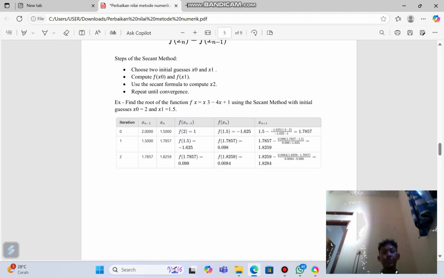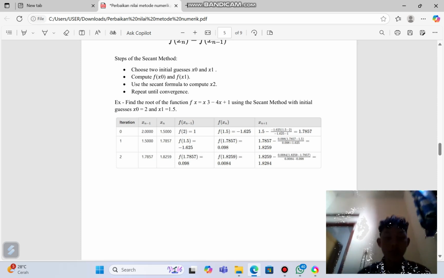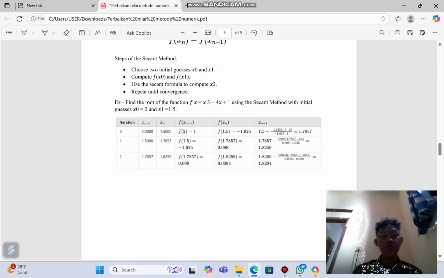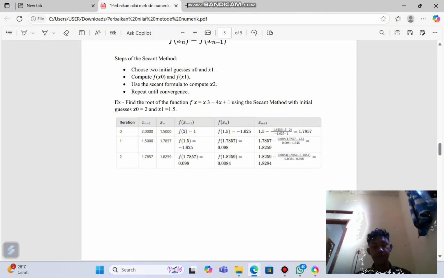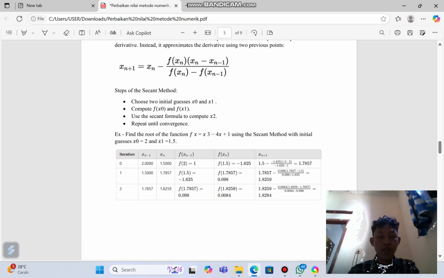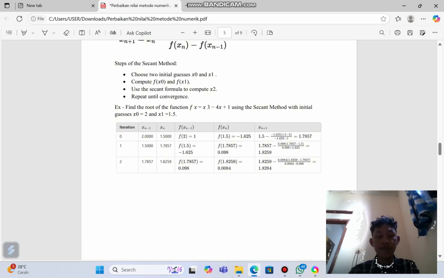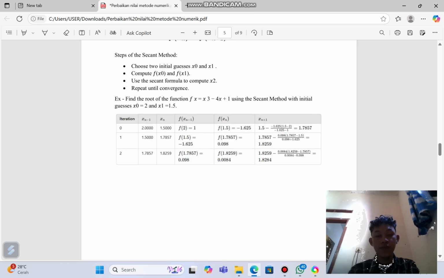And here I have an example. The question is find the root of the function f(x) equal to x^3 minus 4x plus 1 using the secant method with initial guesses x0 is 2 and x1 is 1.5. The question is the same as before, and the method to solve this problem is different.